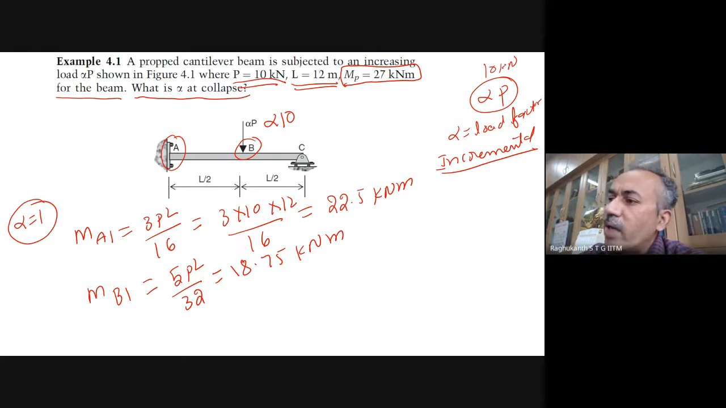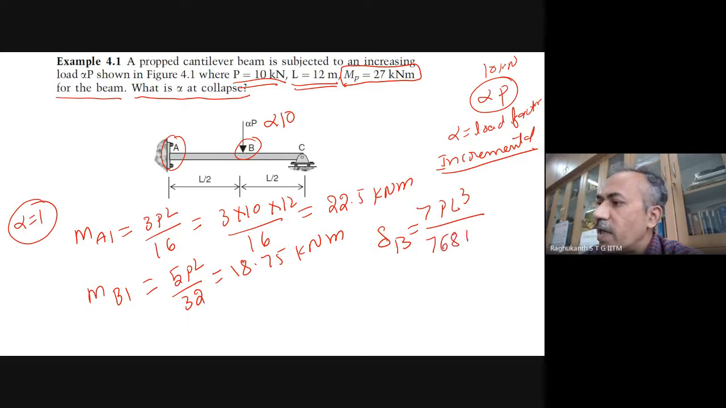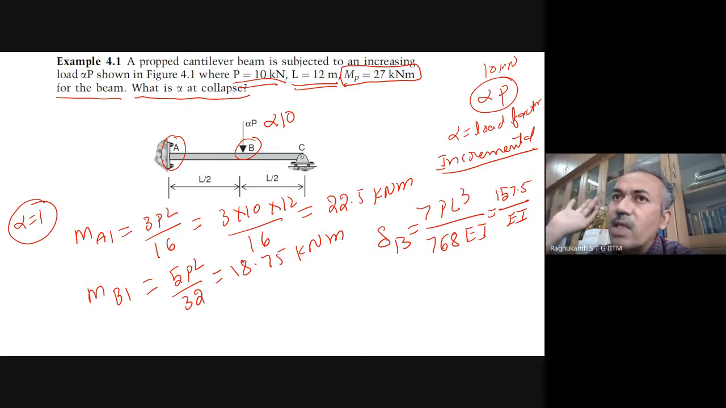And you can calculate even the vertical deflection at B, that is delta. This delta B is 7 PL cube by 768 EI, which you have already studied in your structural analysis course. This turns out to be 157.5 by EI. So this is the deflection. This is our stage 1 analysis: just for ordinary load, assuming alpha is 1, we have calculated all these numbers.